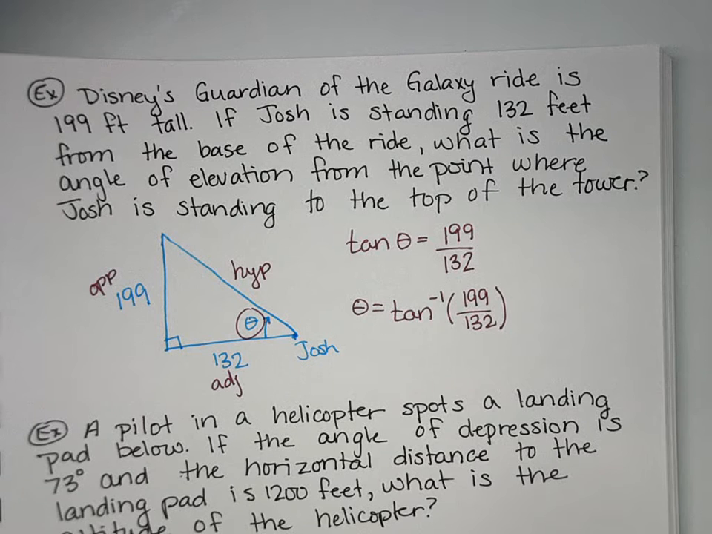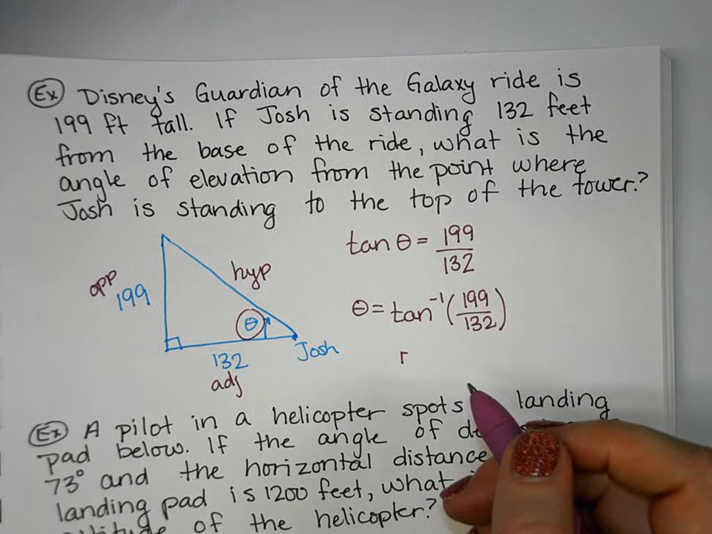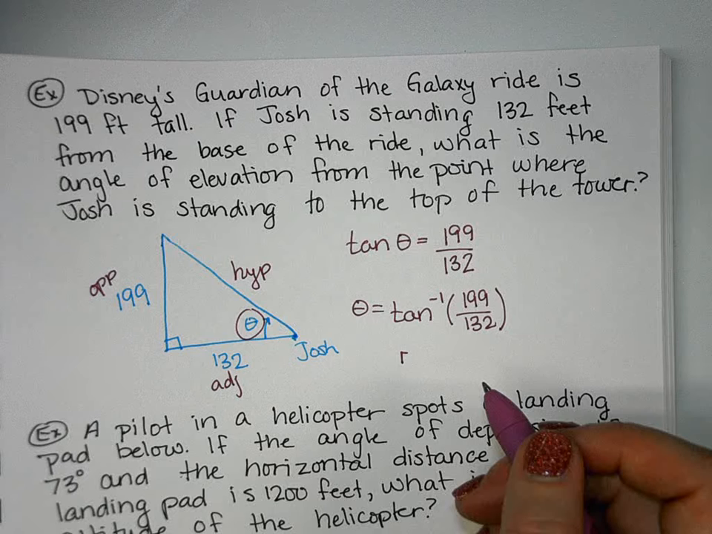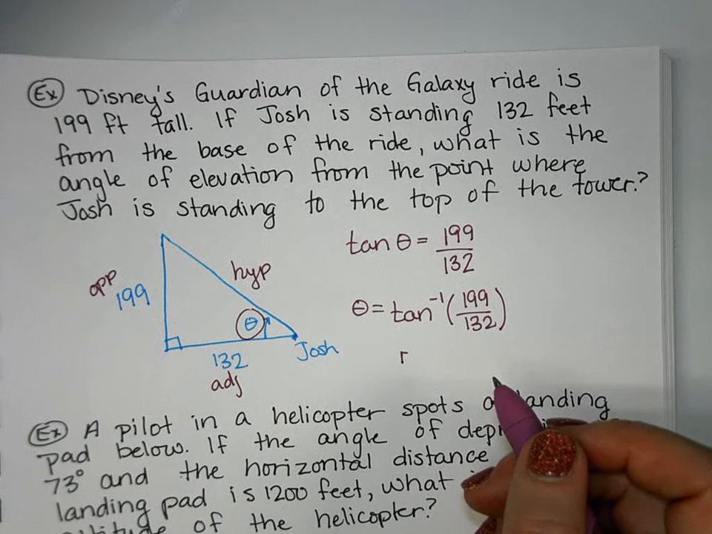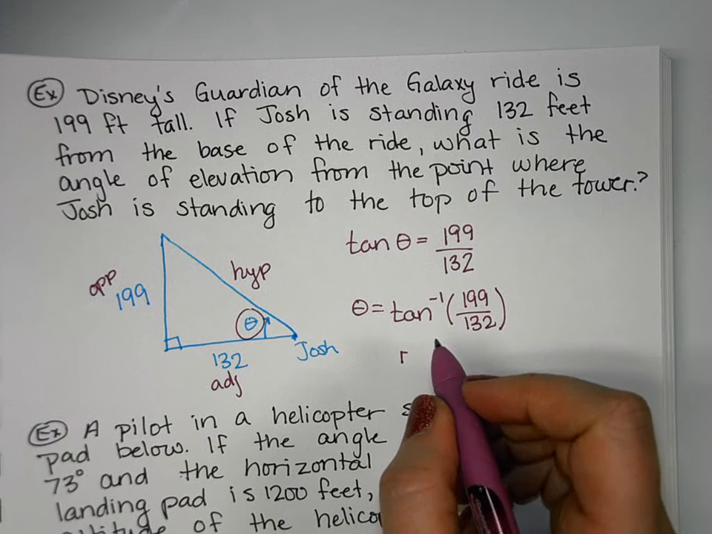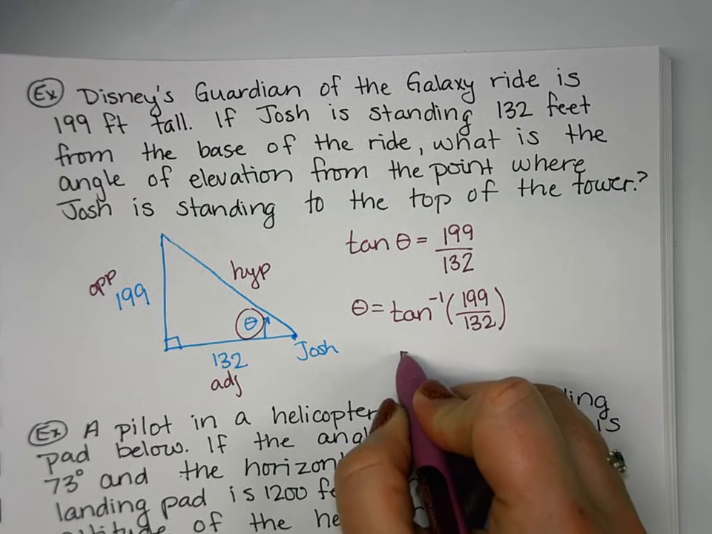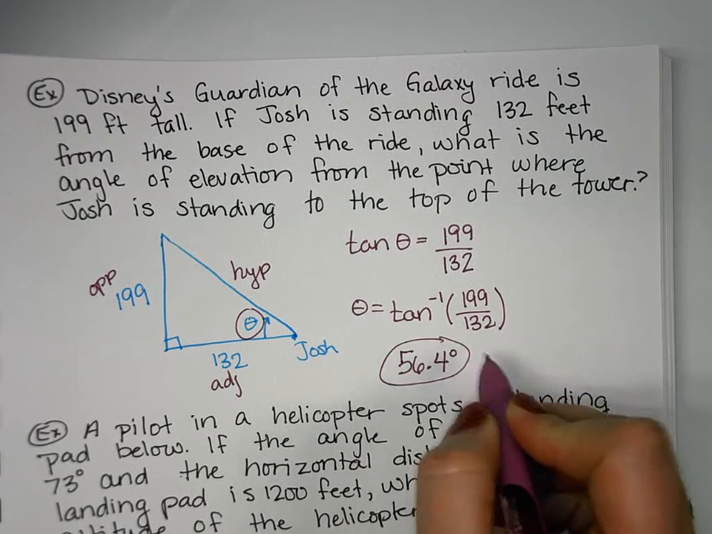So when we inverse tangent 199 divided by 132, what'd you get? Anyone get a different answer? Tell me what answers you're getting. I'm gonna just do it myself. I got 56.4. Anyone else get that? 56.4. So check yours again, Dima. So that means it's a 56.4 degree angle of elevation.